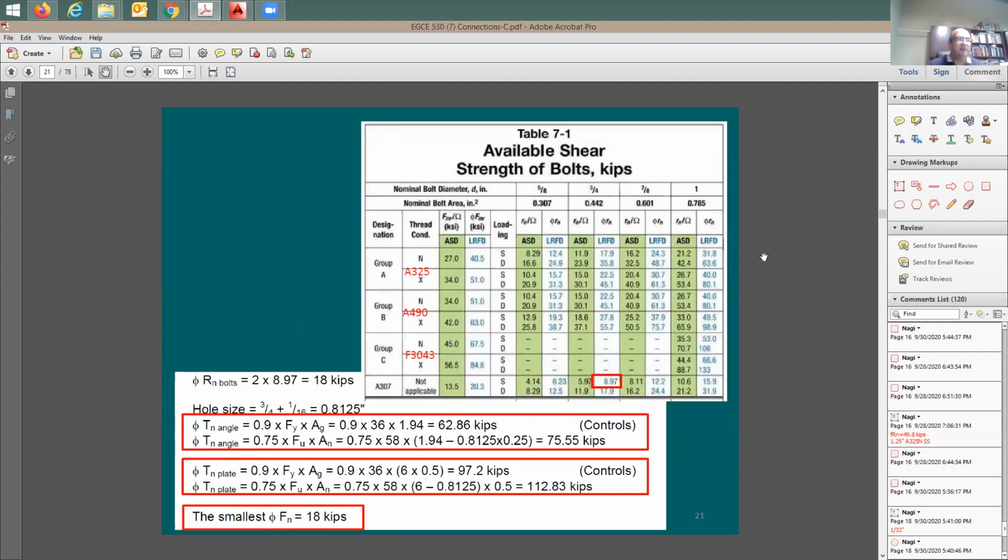Now the first item that you have the capacity for is the bolts themselves, and the bolts have a capacity of 18 kips. The angle has a capacity of, let's say, 75 kips. The plate has a capacity of 112 or 113 kips. Now, the lowest value of all 3 is going to be the weakest link. This is going to be the 18 kips, and this is going to be the strength of this assembly. So the strength of this assembly is going to be 18 kips. Any questions?